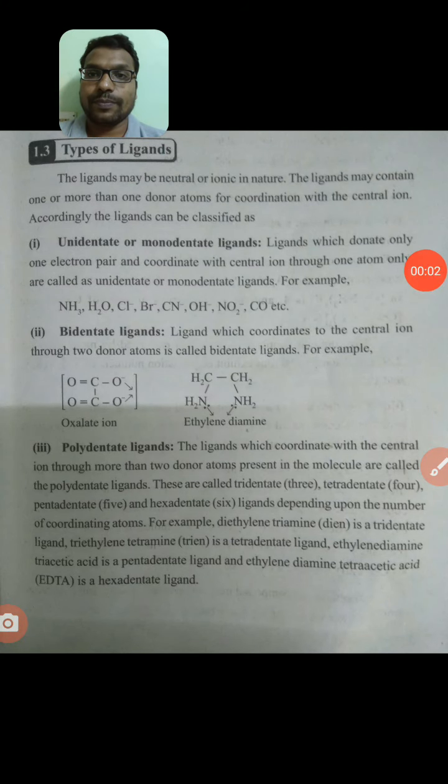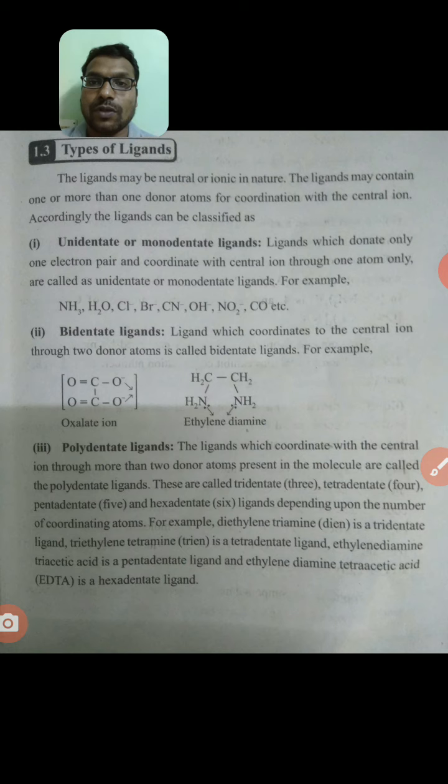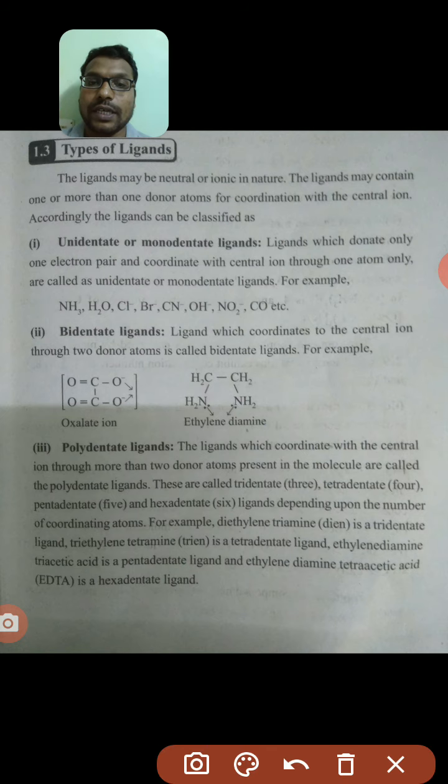Good morning to everyone. Today we'll discuss types of ligands. Totally three types of ligands are present. One is unidentate, another name is monodentate ligand, another one is bidentate ligand, and the last one is polydentate ligand. Okay. So in the previous class we discussed metal ion and also we discussed ligand.